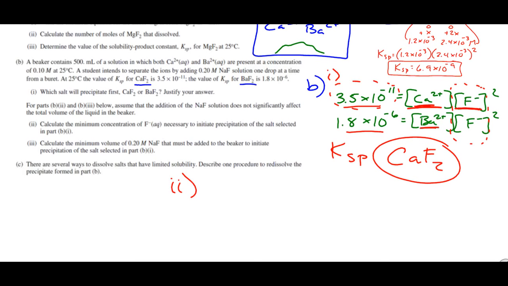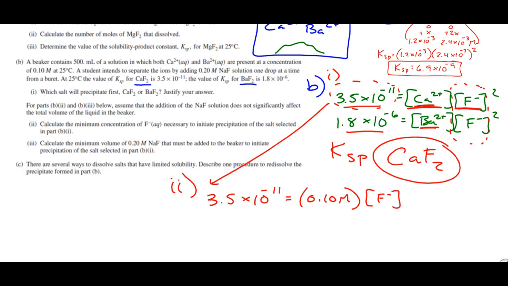Well, we are simply going to plug it in to this relationship. So I have 3.5 times 10 to the negative 11th, which is my KSP. I was told that my concentration of my Ca2 plus was already 0.1 molar, and now I'm trying to find out the concentration of my F minus. And don't forget, it is squared. So when it's all said and done, you get an answer.